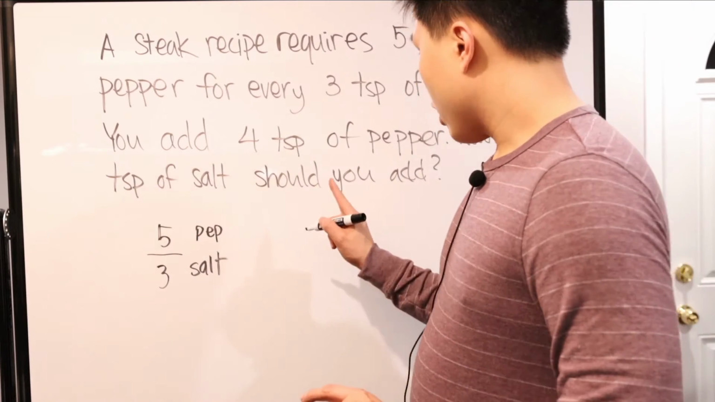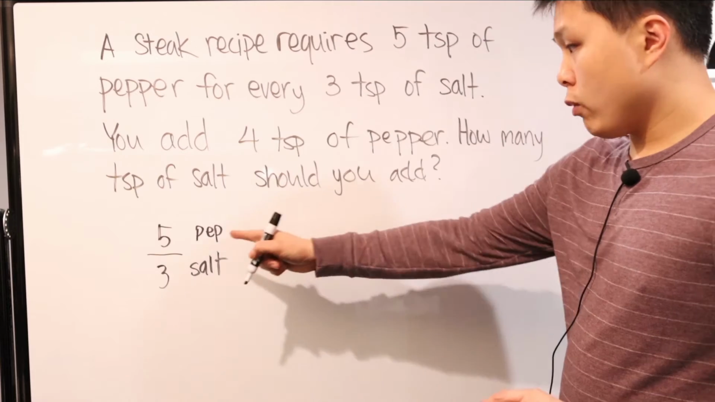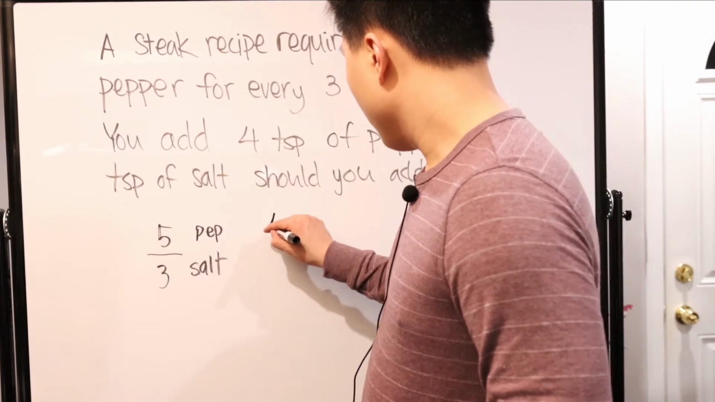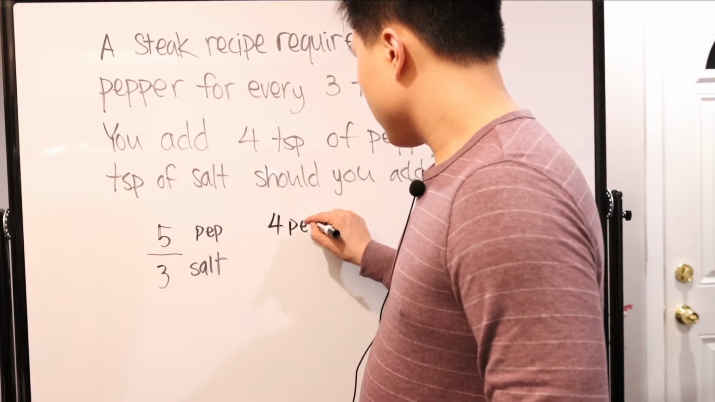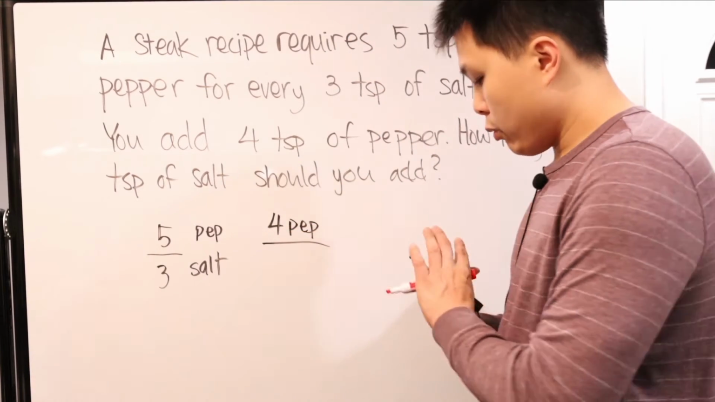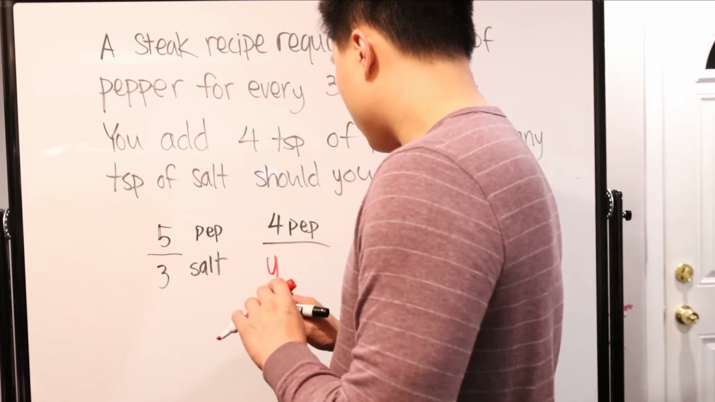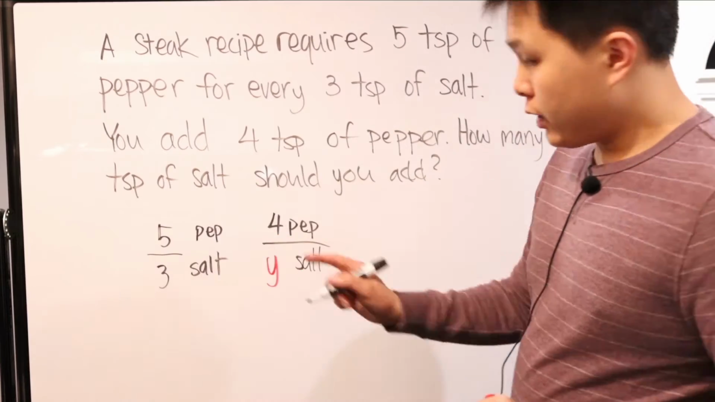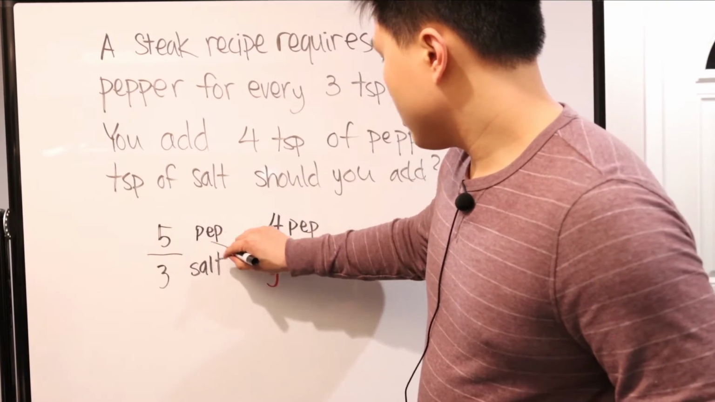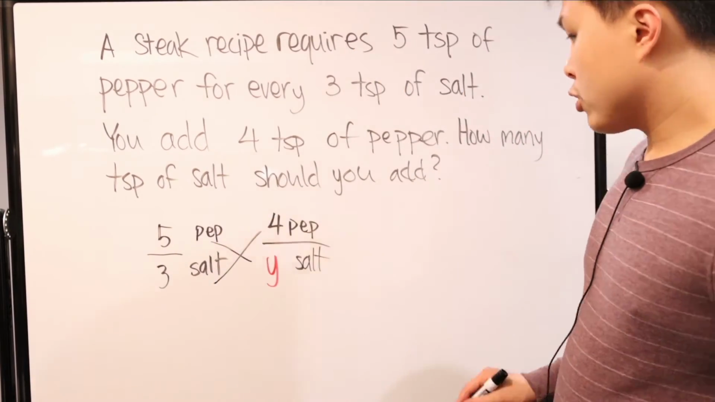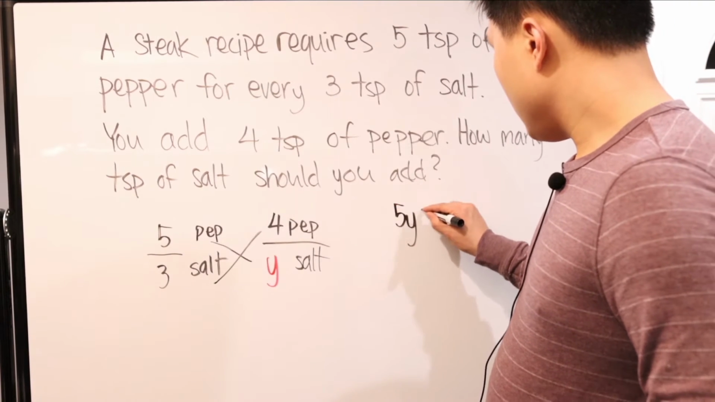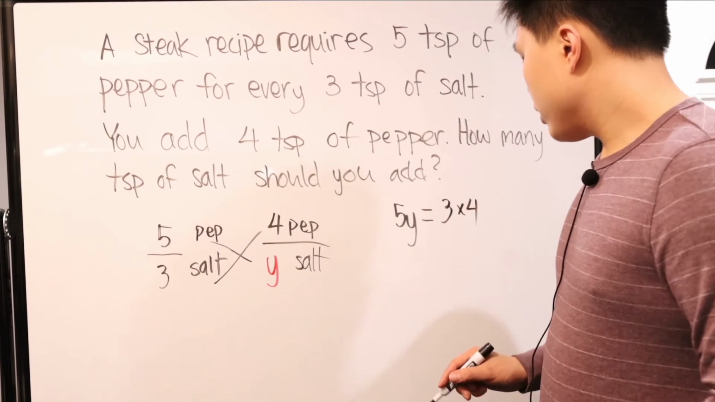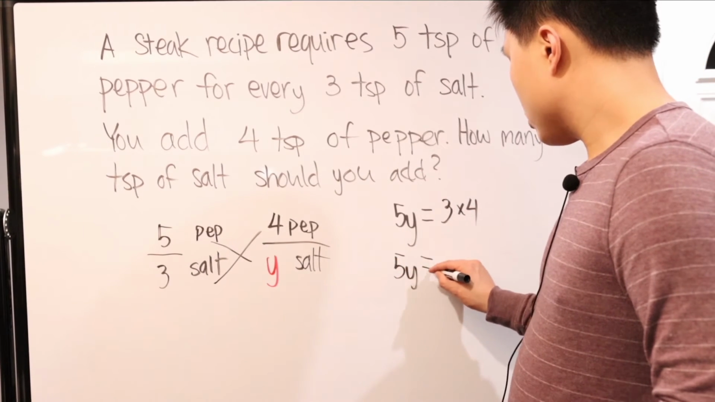Now, if we add 4 teaspoons of pepper, once again, by the cross multiplication method, well, since this is on top, it's gonna be on top as well. 4, and there's gonna be pep right here. And the bottom is what we're looking for, right? We're looking for, let's just use Y again, salt. We don't know how many teaspoons of salt we want, and hopefully this will tell us. So cross multiplication, there it is. Okay, so it's going to be 5y equals 3 times 4. Well, in this case, it's just going to be 5y equals 12.